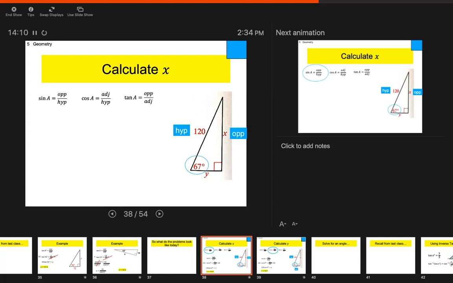Okay, so McKinley, what am I going to write? Sine 67 equals x over 120. Now what? Then you multiply both sides by 120. Okay, and you get your answer. All right, so do it. This is box 5.